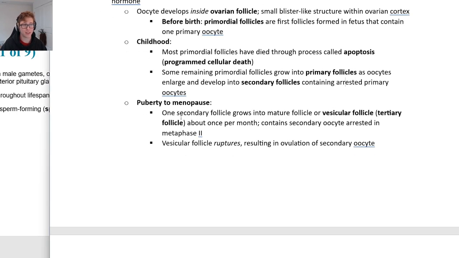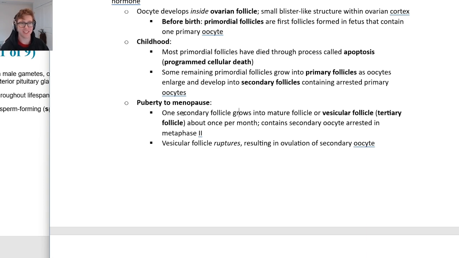Puberty to menopause. At this point, one secondary follicle grows into a mature follicle, or a vesicular follicle, tertiary, about once per month. This contains a secondary oocyte arrested in metaphase 2.